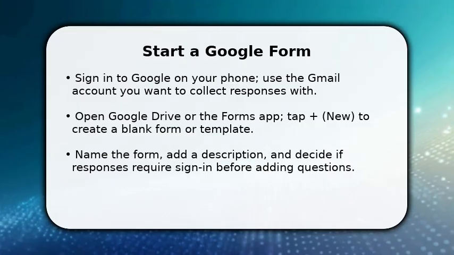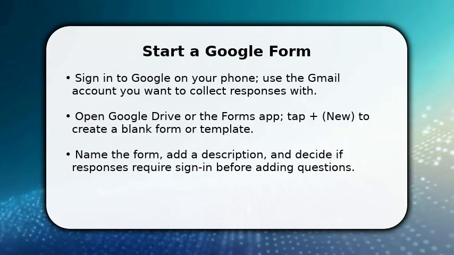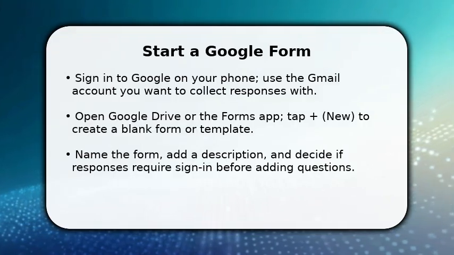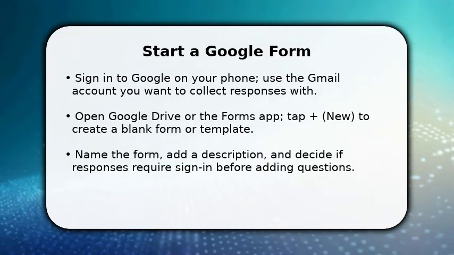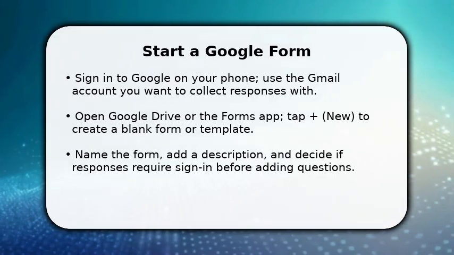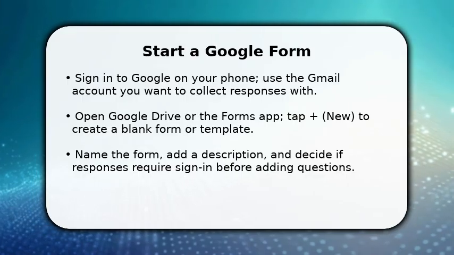You start by opening Google Drive or the Forms app and signing in with the account that will collect responses. Tap the plus or new button to create a blank form. This immediately gives you a title field and description to set context.